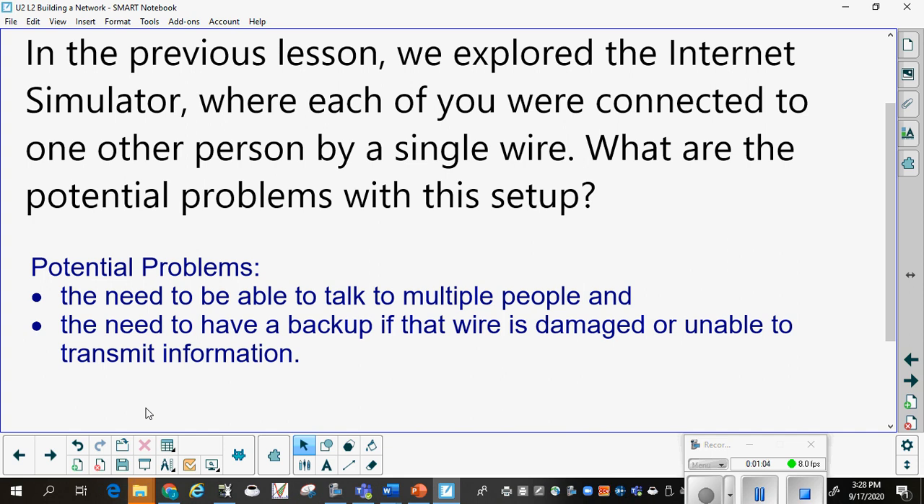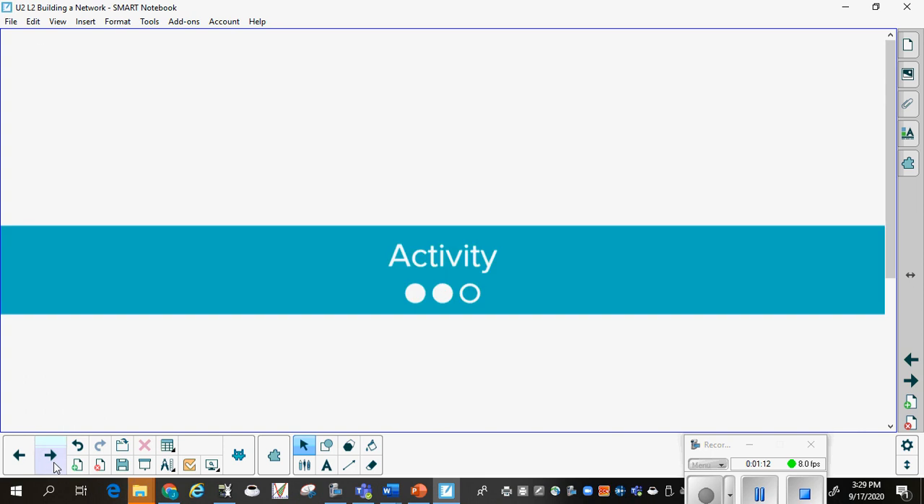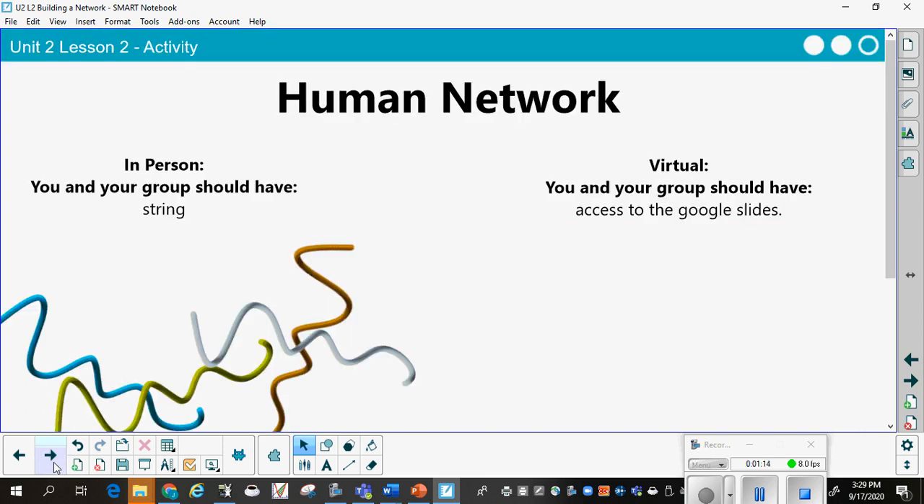You also have the need for a backup. What if there is a wire that is damaged or unable to transmit information? You don't want just one way to talk to someone. You want to have some backup, some redundancy. So we're going to create a human network.